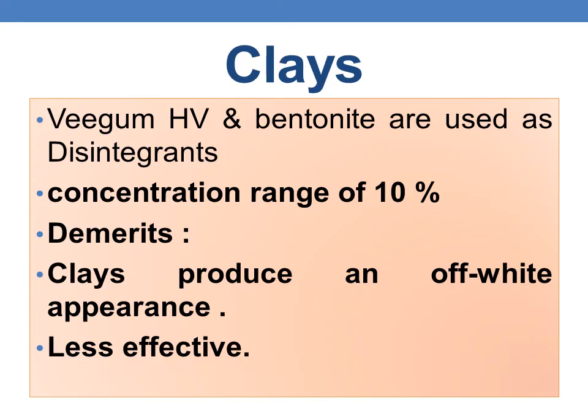Coming to clays. Examples are Veegum HV and bentonite. These are the clays that are employed as disintegrants. The concentration range is 10%. The demerits are that clays produce an off-white appearance. Hence, they are not widely employed unless the tablets are colored. And as we have discussed earlier, the clays are less effective when compared with modified starches and polymers.